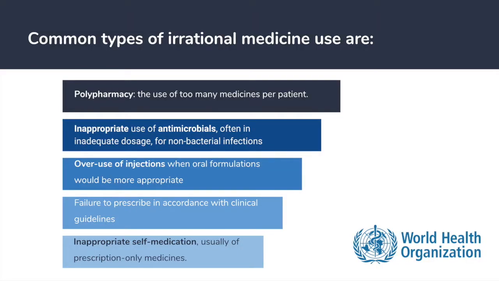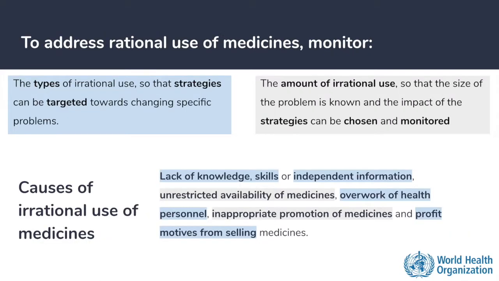Common types of irrational medicines use are the use of too many medicines per patient, known also as polypharmacy, or the inappropriate use of antimicrobials, often inadequate dosage for non-bacterial infections, or the overuse of injections when oral formulations would be more appropriate, or the failure to prescribe in accordance with clinical guidelines, and the inappropriate self-medication, often of prescription-only medicines. People often have very rational reasons for using medicines irrationally.